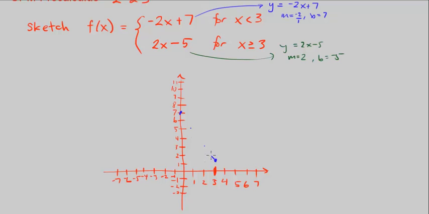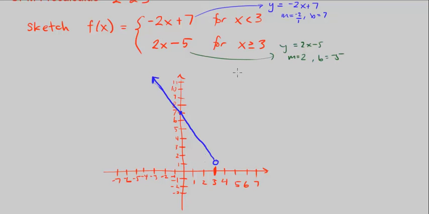So I'm going to connect this going to the left, right? This should be a straight line. Right, so let me fix this because I didn't make it that straight here. And also, this point here should be an open circle, right, because it's not including equal to 3. So let me go ahead and draw this as an open circle at 3, 1, right, like this. Okay, so that is the first piece in blue.